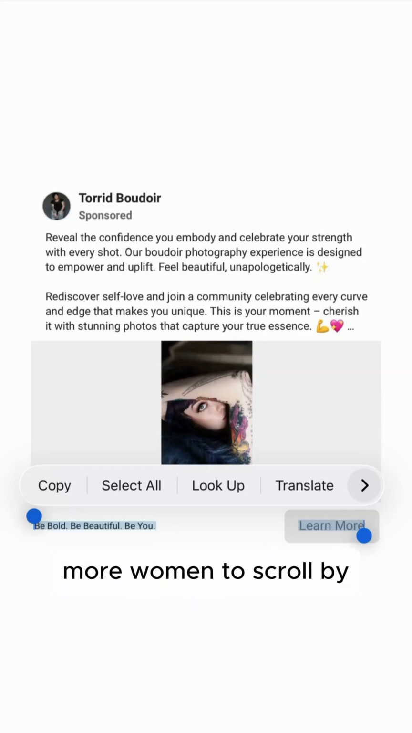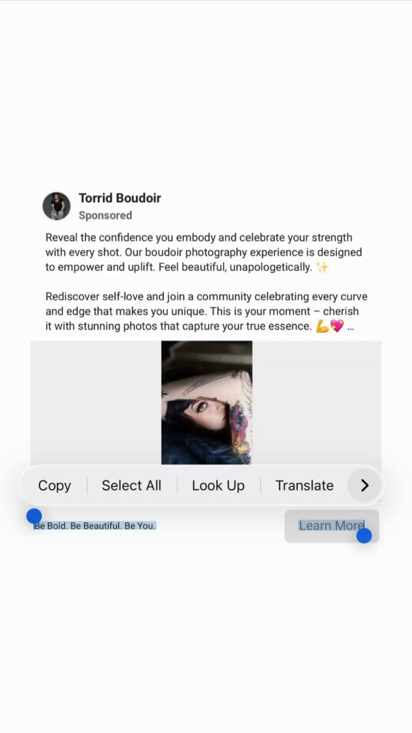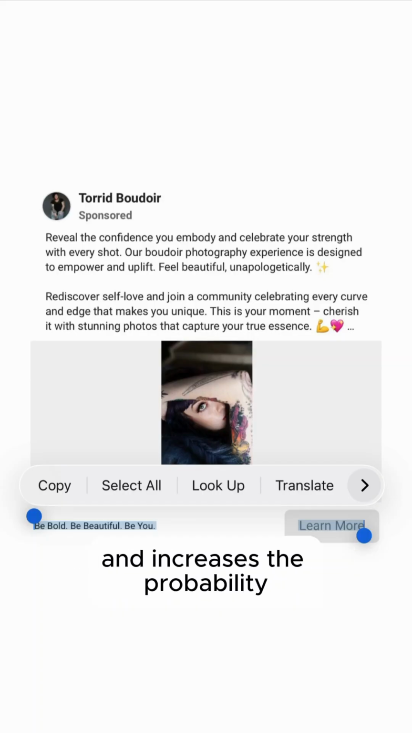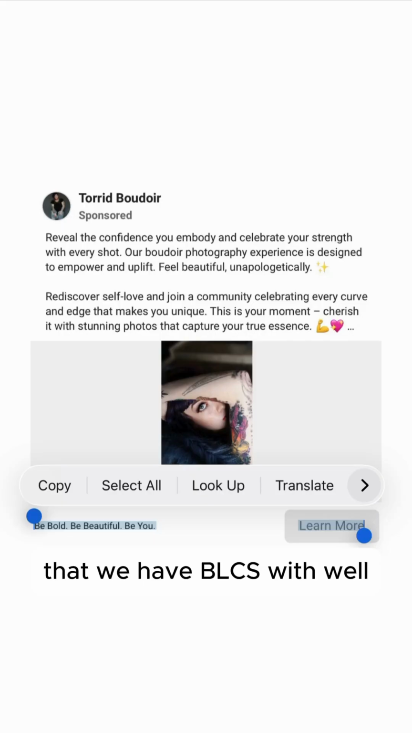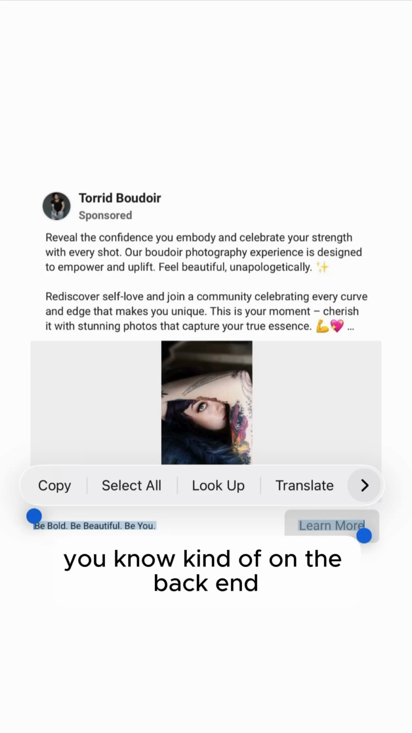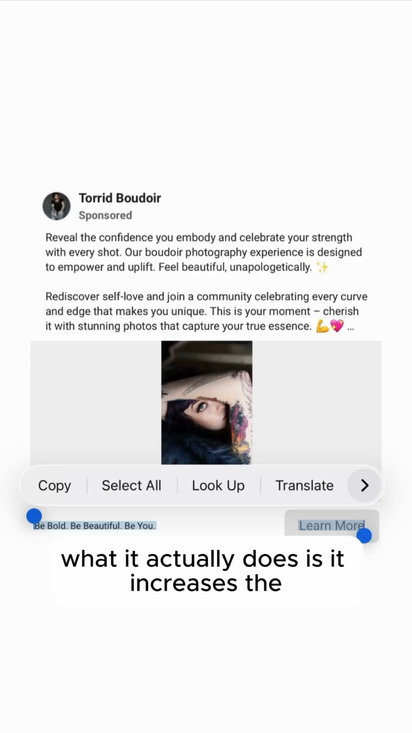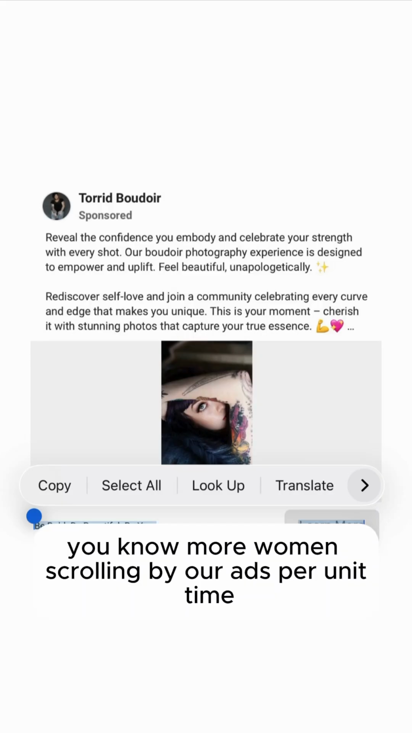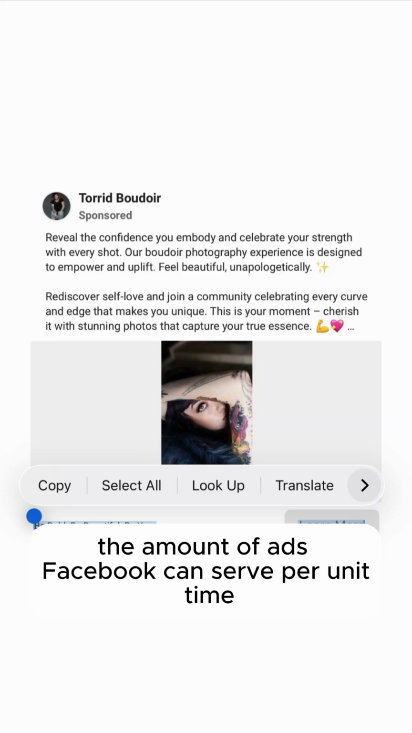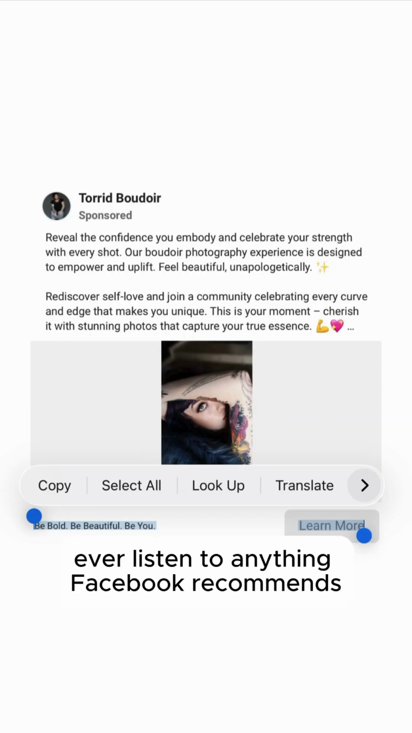It causes way more women to scroll by our Boudoir Facebook ads than normal, and it actually pulls our unique CTRL under 6% and increases the probability that we have BLCS, Boudoir low click syndrome. And on the flip side for Facebook, what it actually does is increase the number of women scrolling by our ads per unit time. That increases the amount of ads Facebook can serve per unit time, making Facebook more money per unit time. That's why you never ever listen to anything Facebook recommends.